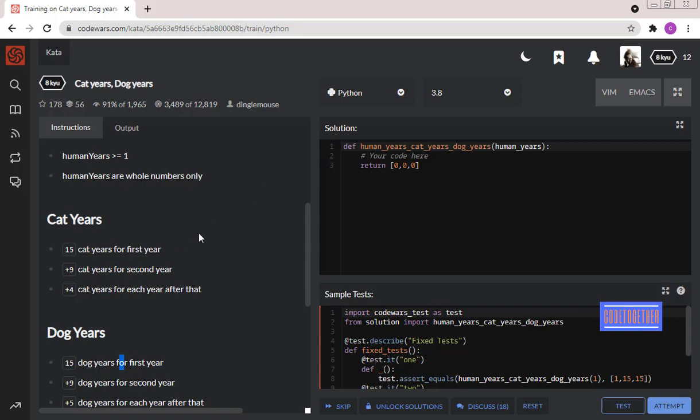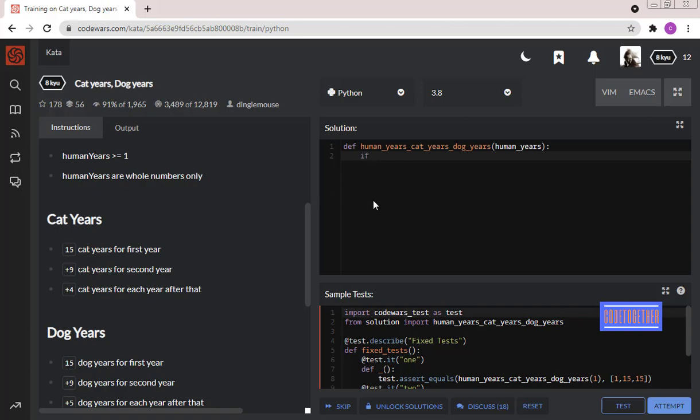Okay, so we have to return the human years, cat years, and dog years. We have to use conditional statements, because if the human years is equal to 1, then the cat years is equal to 15, and the dog years is equal to 15.